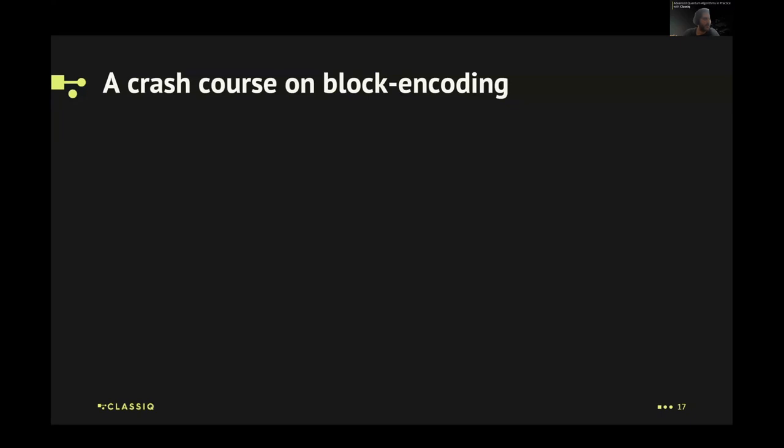Okay. So I will assume no previous knowledge on block encoding. So actually this part of my talk will be a crash course on block encoding. I'm going to show three points that will eventually help me to build the algorithm. You will see it will be very hierarchical, and I will try to explain each and every step, and eventually we will tailor everything to Hamiltonian dynamics.